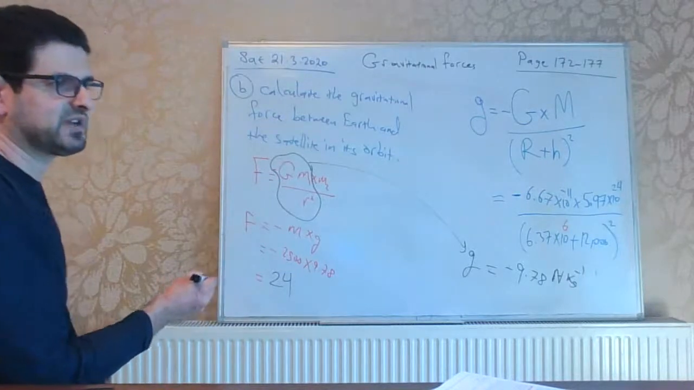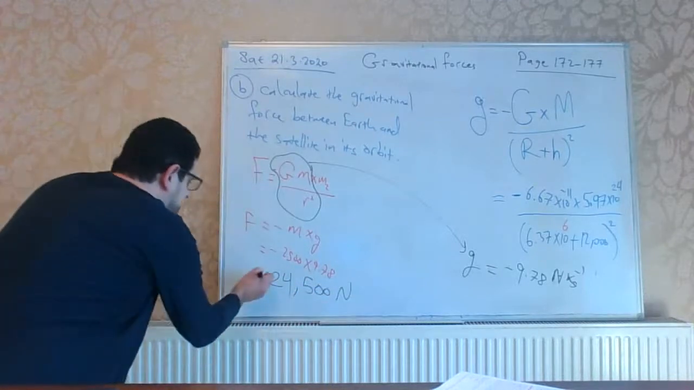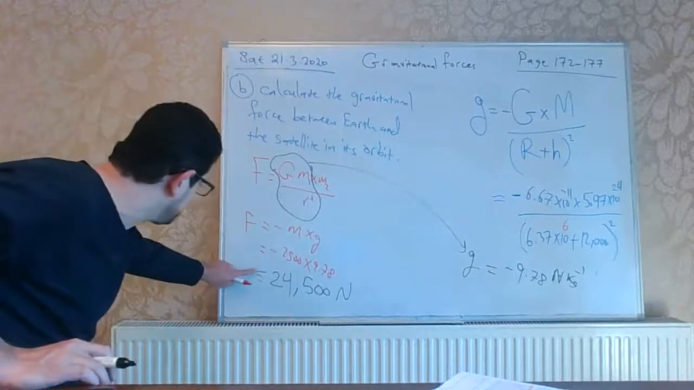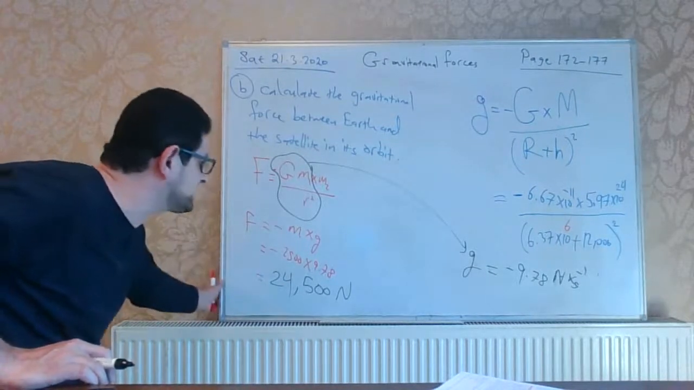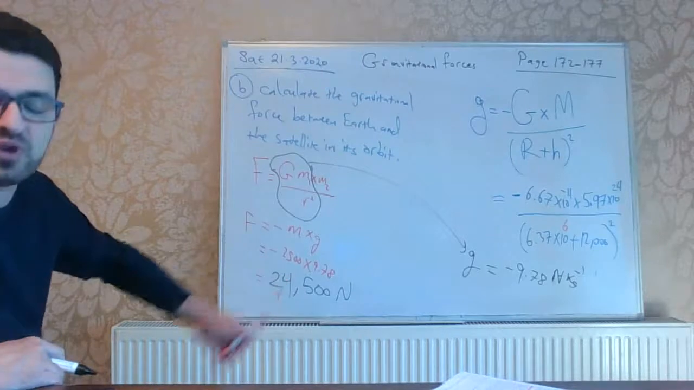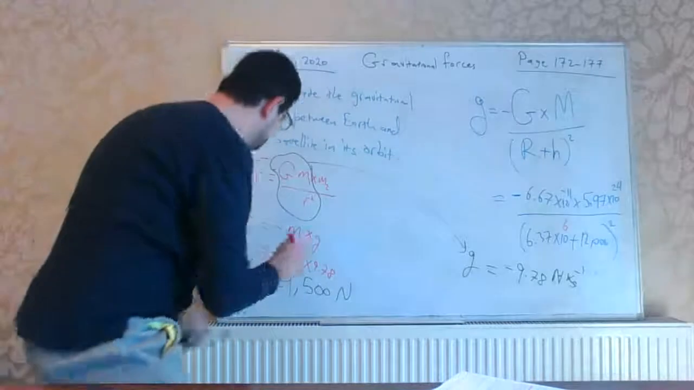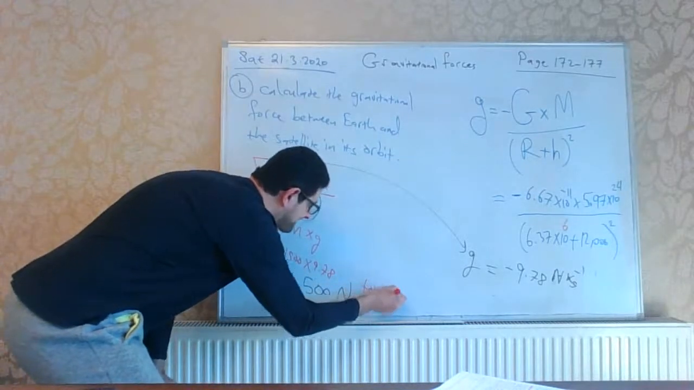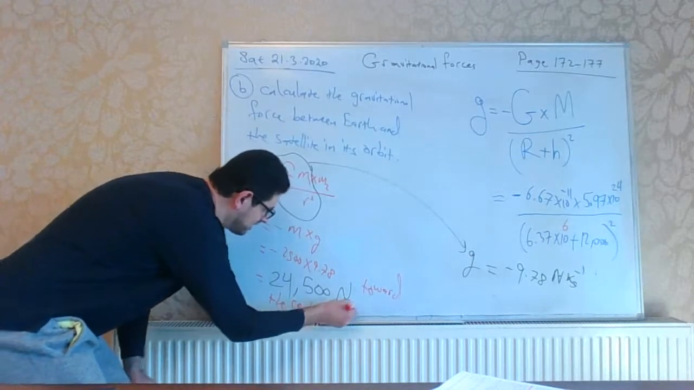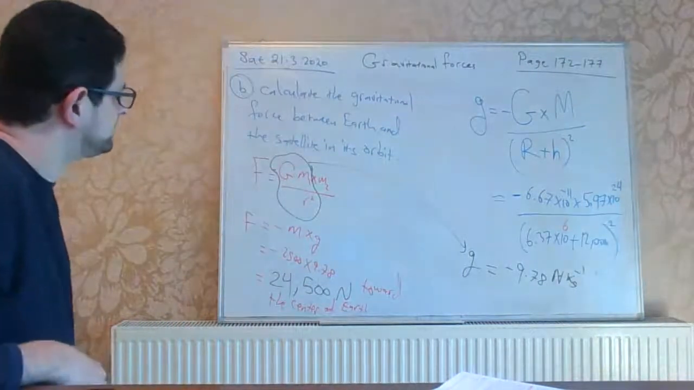24,450. I want to write it to three significant figures. It's negative. It's okay if you want to put the negative, and it's okay if you remove it. There's no problem, because it's only a direction. It's saying that it is attraction. If you want to write the direction: toward the center of Earth.